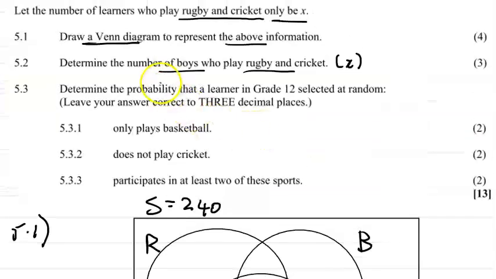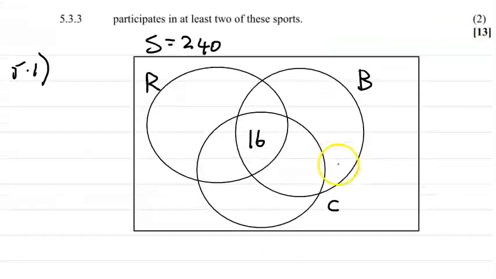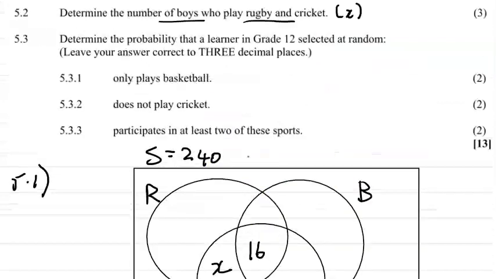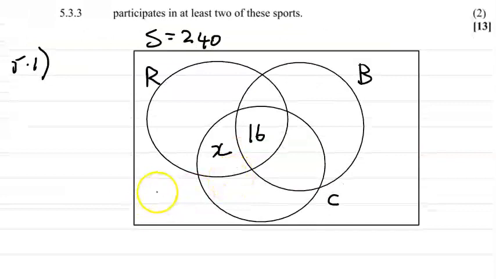Okay, and also it tells us in this question, let the number of learners who play rugby and cricket be X. So let's look at this. Cricket and rugby is going to be X. Okay, so let's fill in the rest of our information. 26 boys do not play any of these sports. So 26 will be on the outside of our events.